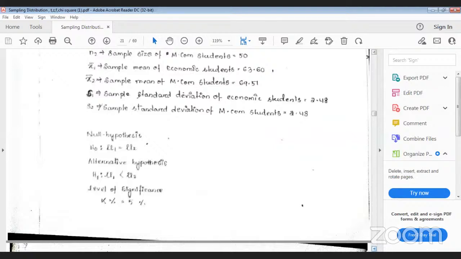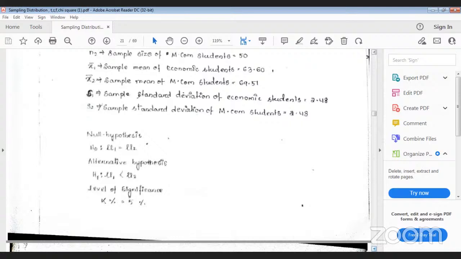You know that this is not coming under two-tail. If it is not equal to, then it is two-tail. Since it is given less than, a comparison is coming, so it may be either right-tail or left-tail. If it is greater than, then it is right-tail.